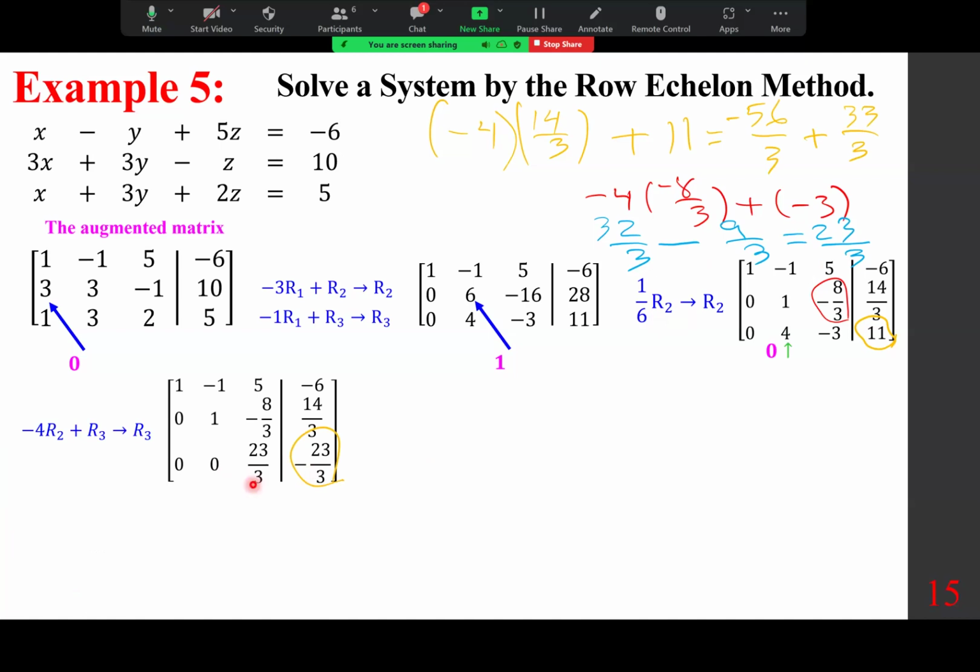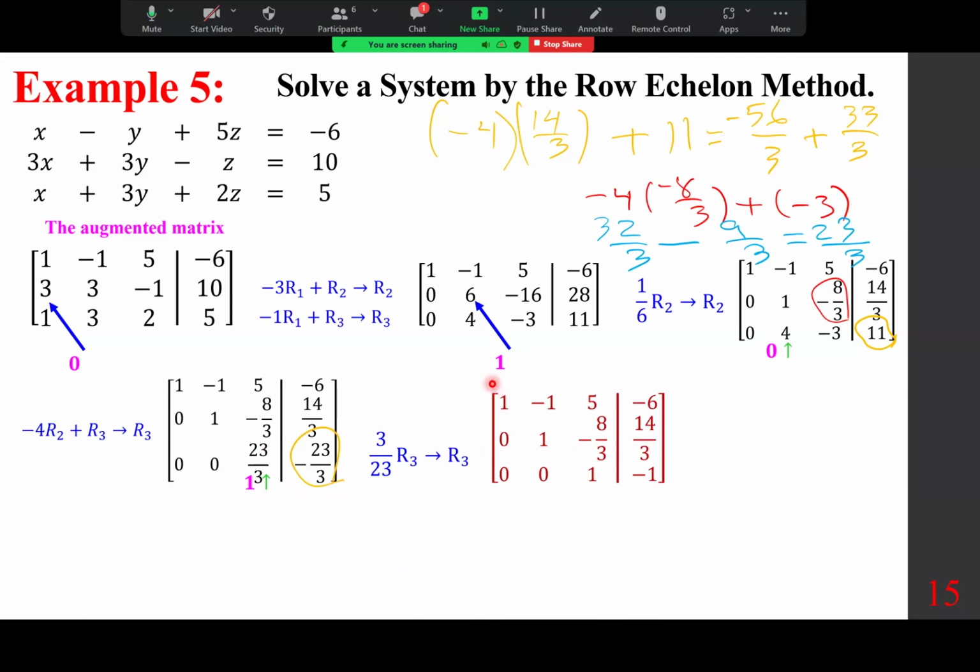The next step is to get rid of the 23/3, so divide by that. So this row is multiplied by the reciprocal of that, 3/23. So if you want to make this 1, you're going to multiply it by 3/23. When you do that, this becomes 1 and this becomes -1. The first and the second row are the same. The third one becomes 0, 0, 1, -1. And this is in row echelon form.